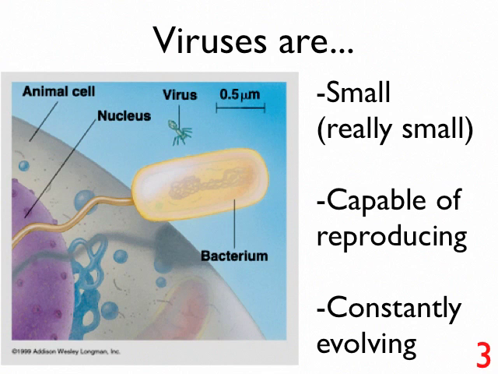They are capable of reproducing as long as they're in a host cell, and they are constantly evolving, which is why every year we have to get a flu shot, because medical scientists try to guess what the influenza virus is going to look like the upcoming winter. Every year they evolve, every year there's a new flu virus, every year there's a new flu shot.